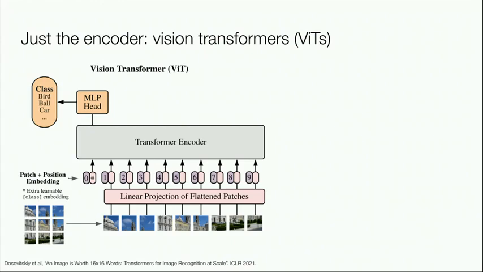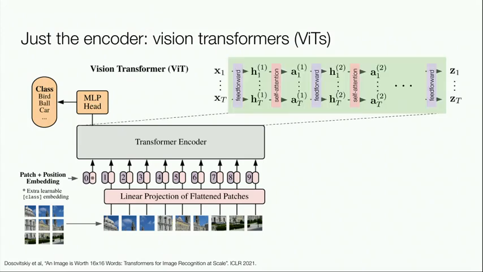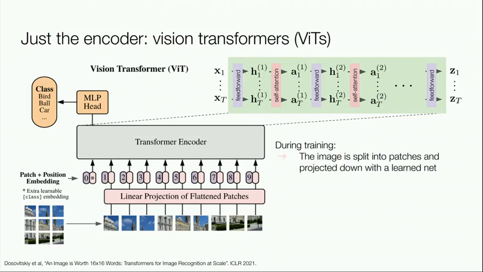They did it for images using this model called a vision transformer, or a ViT. Basically, the idea is that this is just a transformer encoder. It's taking some sequence, x1 through xT, and then outputting z1 through zT. Okay, the same thing that we had before. But what's going on is that the input is actually an image. So how do we turn an image into a sequence?